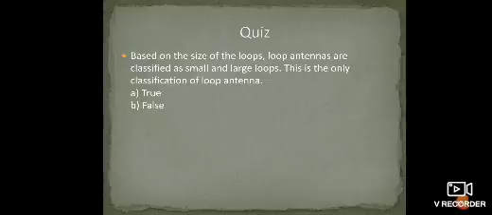So based on the size of the loops, the loop antennas are classified as small and large loops. This is the only classification of loop antennas, whether it is true or false? It is true. Whenever we have loops of different sizes, the loop antennas are classified as small and large loops. Is it correct? Yes, it is correct. True. It is classified into two parts, small loop antennas and large loop antennas, based on the size of the loops. Okay. So thank you.